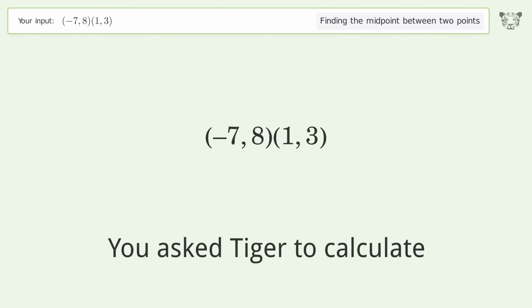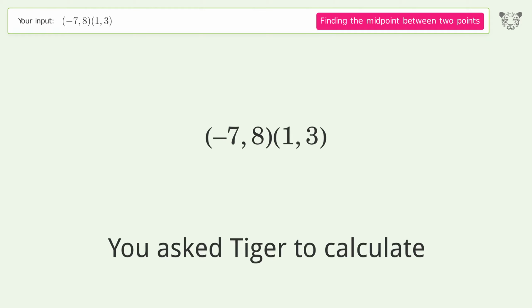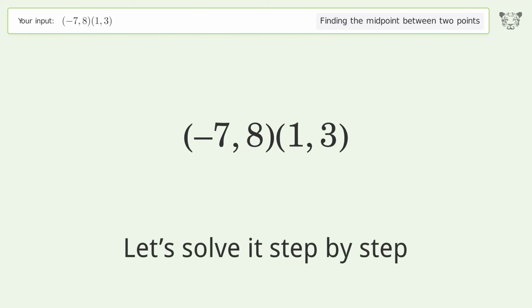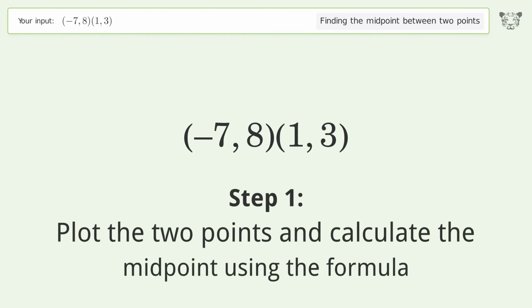You ask Tiger to calculate. This deals with finding the midpoint between 2 points. The midpoint between the 2 points is -3, 5.5. Let's solve it step by step. Plot the 2 points and calculate the midpoint using the formula.